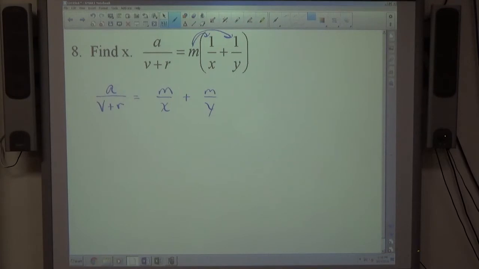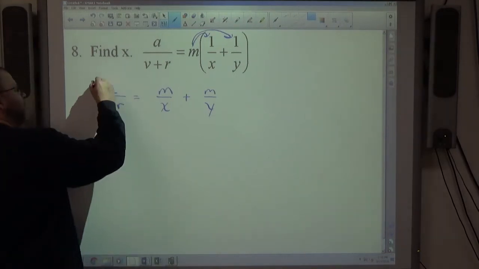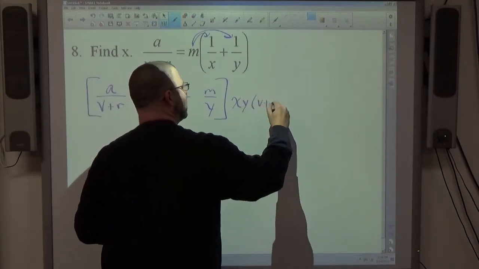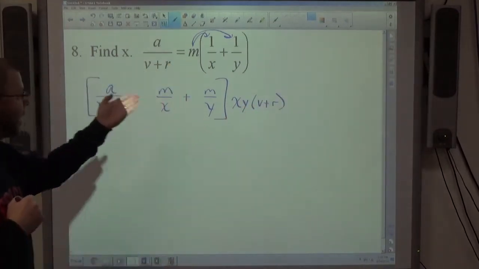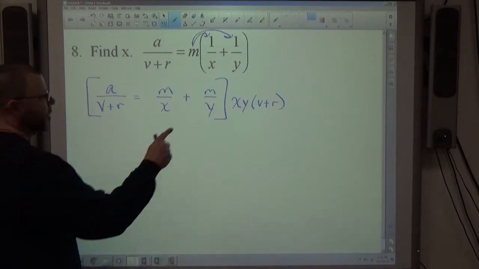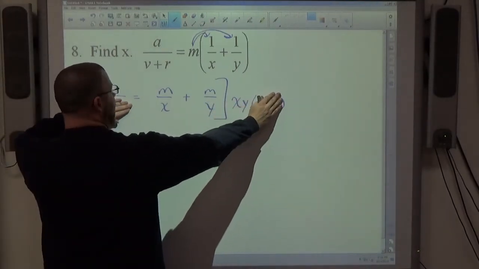Second step, get rid of fractions always. So the least common denominator of these fractions is x times y times v plus r. Multiplying each fraction by that, reducing what's possible, then multiply the rest. So v plus r cancels v plus r, I get axy.